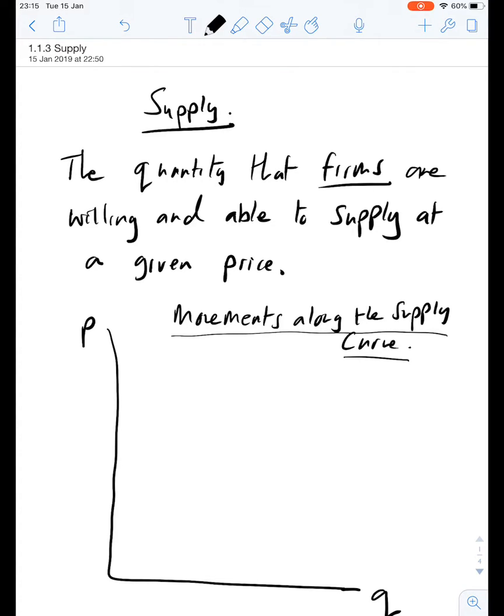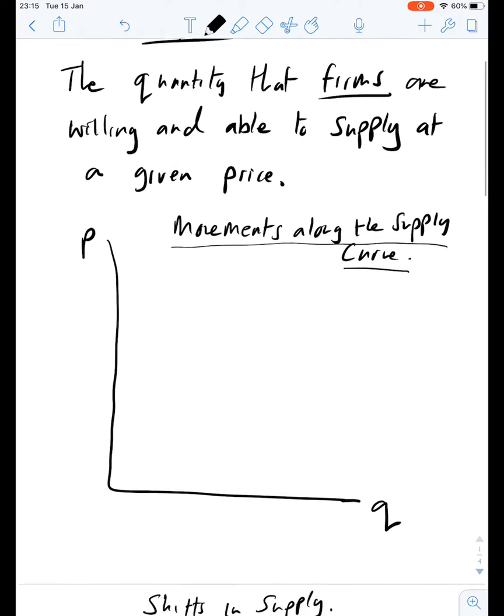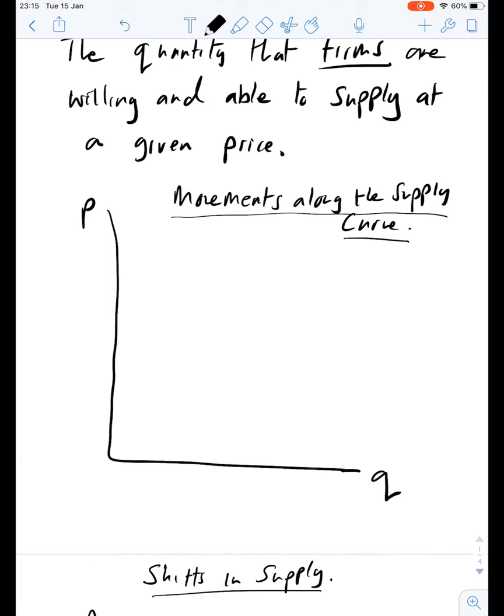Okay, this video is about supply. The definition of supply is the quantity that firms are willing and able to supply at a given price. So for an example, the supply curve, let's look at a high price here.